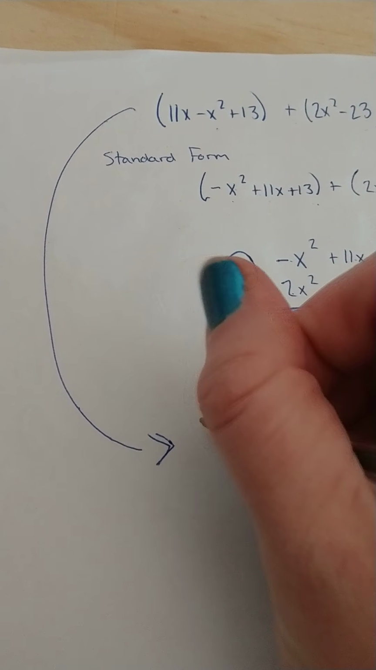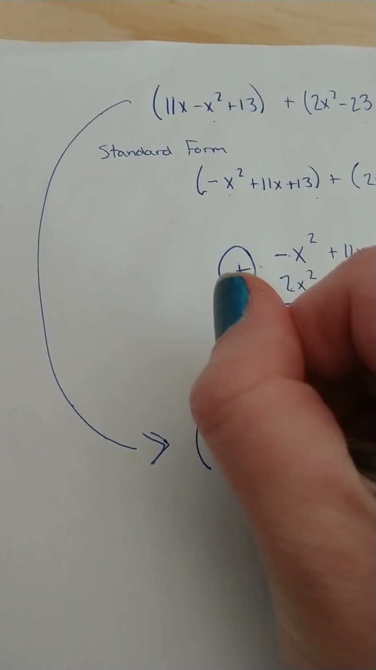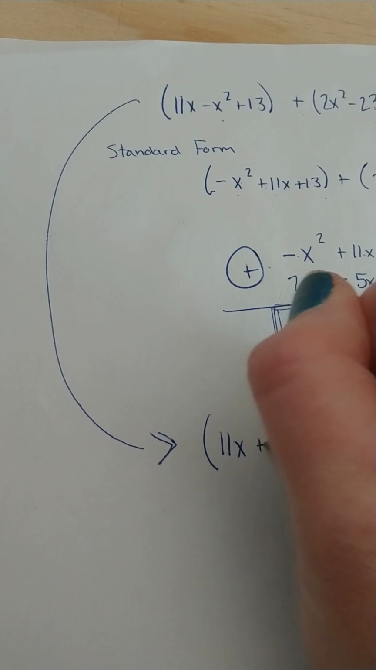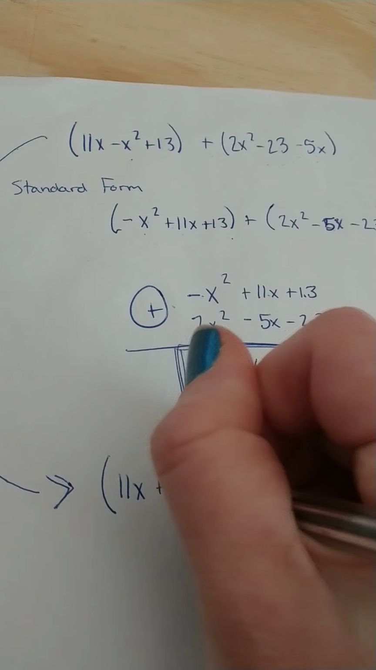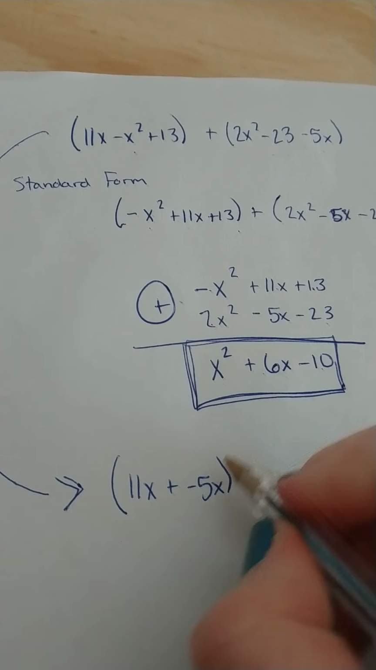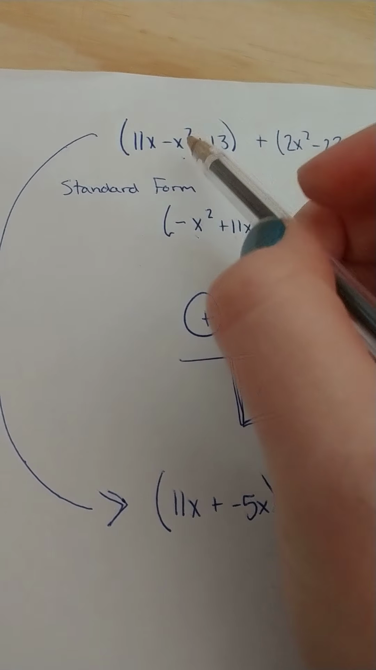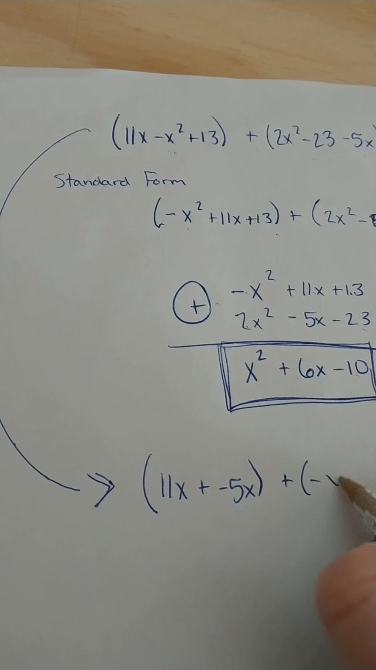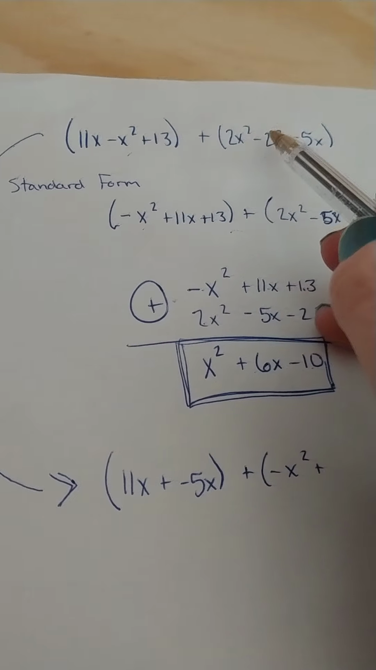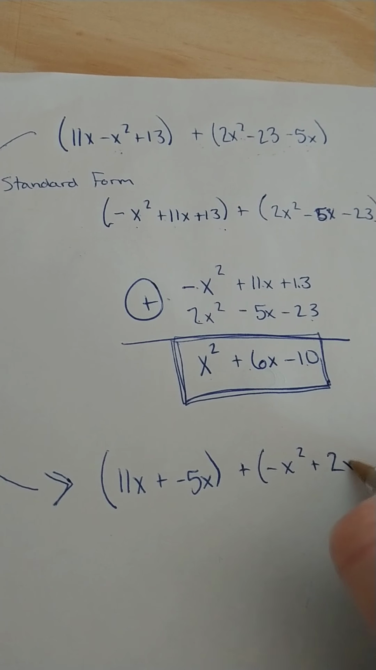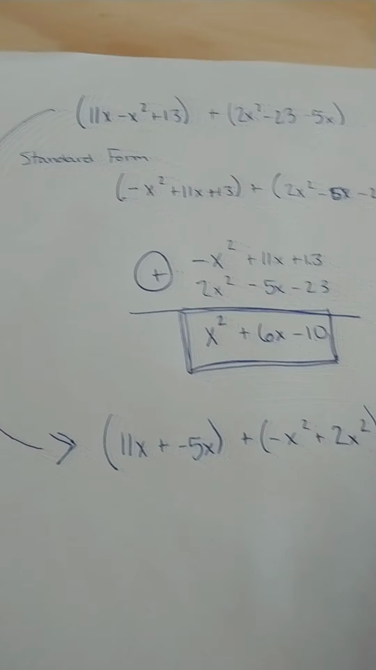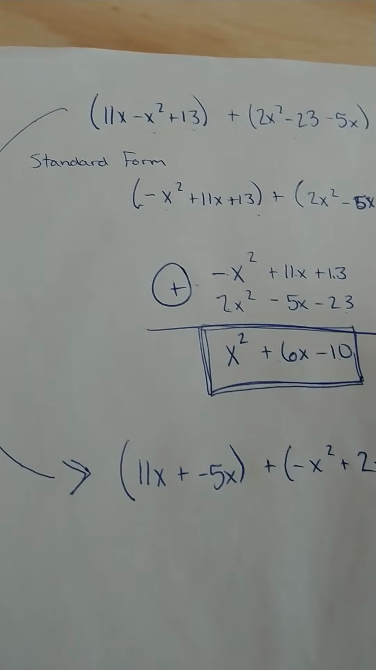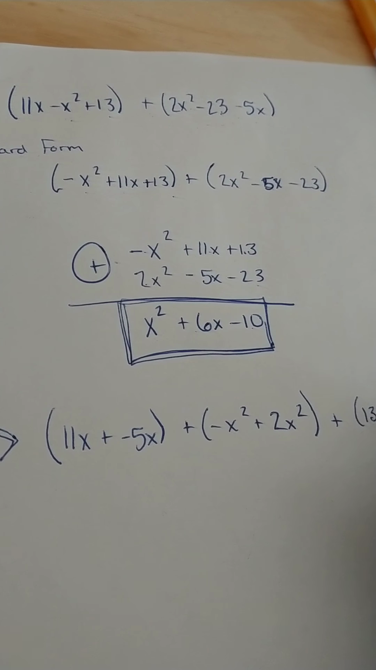Another way to do it, take that same problem down here, is combining like terms as you see them. So it's a lot of parentheses. If I have that 11x, well, where's my singular x over here? It's that negative 5. Plus, and then I've got that negative x squared, plus, where's my x squared up here? It's a 2x squared. And then plus my last term is a 13, plus that negative 23.